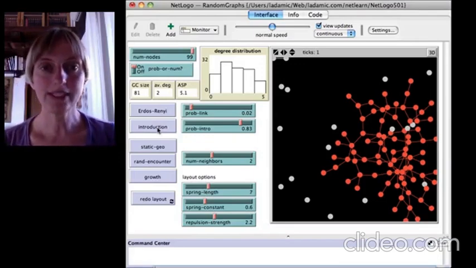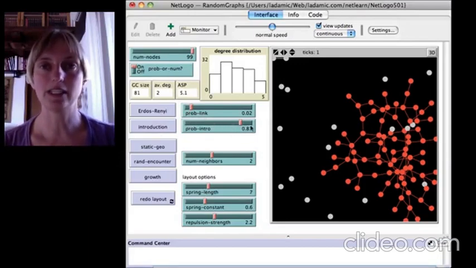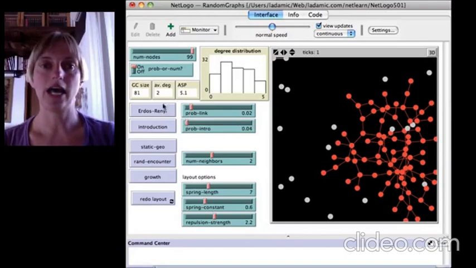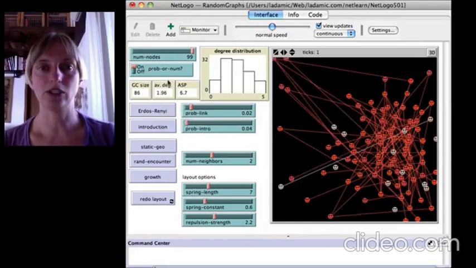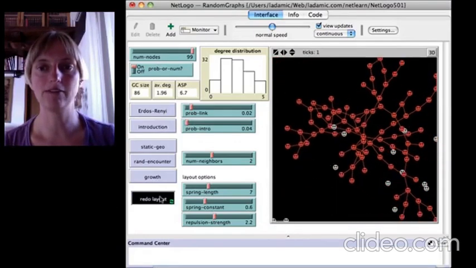So keeping the same probability of linking, what I'd like you to do is see what happens as you vary this probability of being introduced to a friend. So if it's 0, it means all of your edges are purely random, so it should look really similar to an Erdős-Rényi graph.